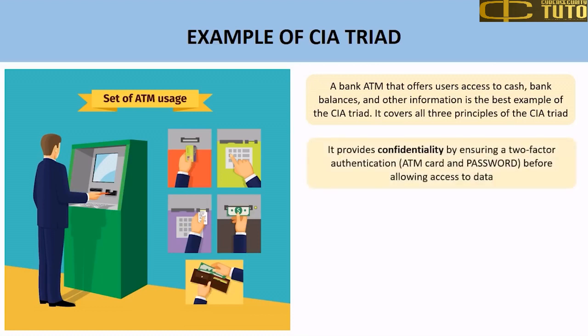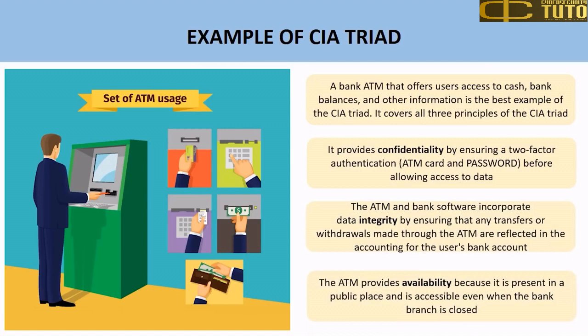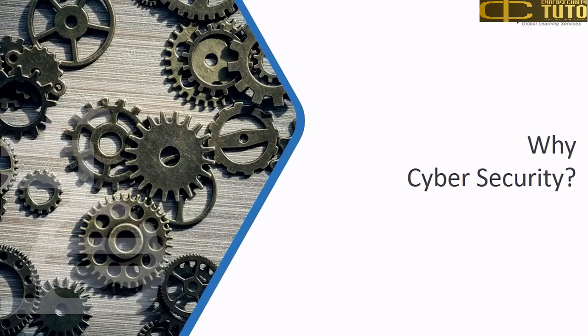It provides confidentiality by ensuring two-factor authentication, ATM card and password, before allowing access to data. The ATM and bank software incorporate data integrity by ensuring that any transfers or withdrawals made through the ATM are reflected in the accounting for the user's bank account. The ATM provides availability because it is present in a public place and is accessible even when the bank branch is closed. Let us now understand why we need cybersecurity.